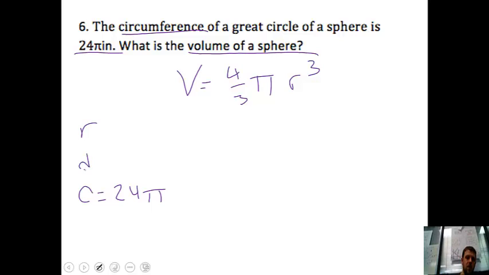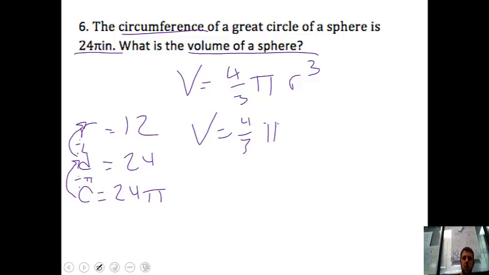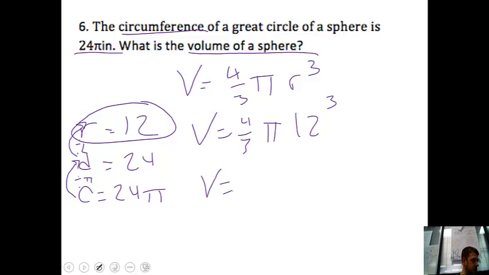I taught you a long time ago about RDC. We get from C to D by dividing by pi. So 24 pi divided by pi is 24, and 24 divided by 2 is 12. So we got V is equal to 4/3 pi, and now we know our radius is 12. I put that in the calculator and get V is equal to 7234.56 inches cubed.